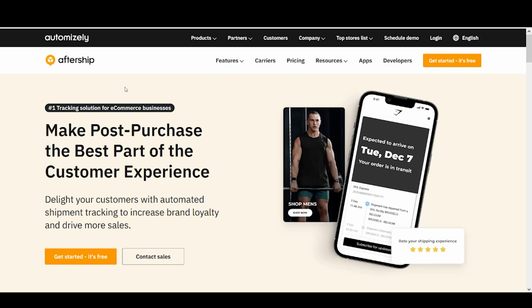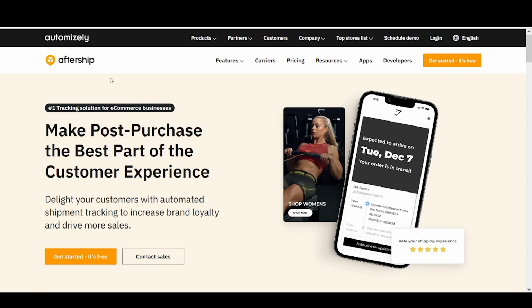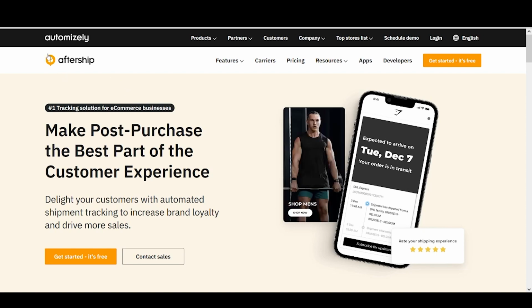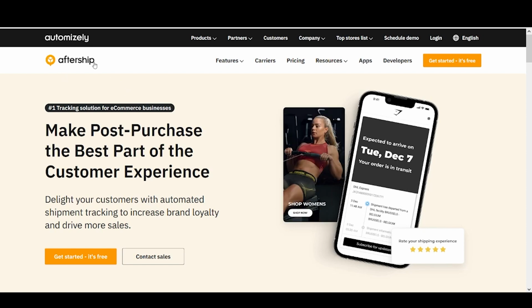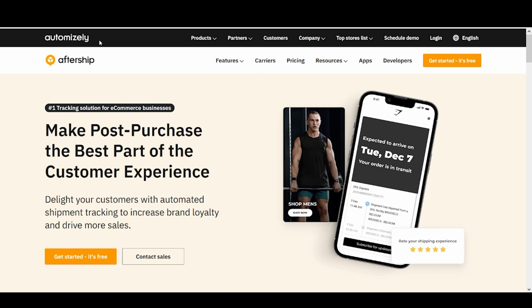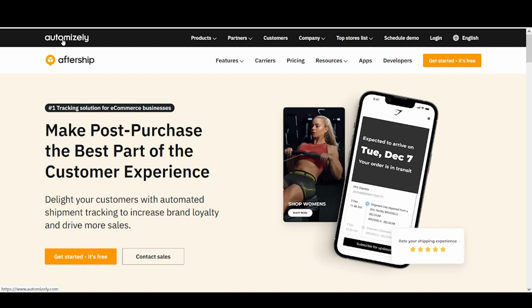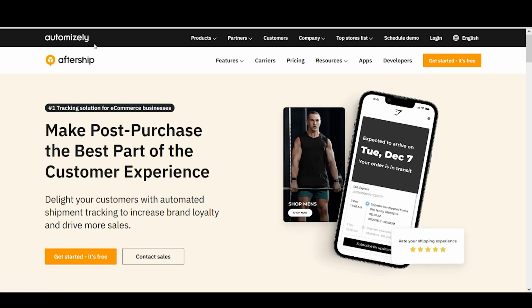Typically you want one navigation bar, and this for me is where the problems begin. So if we look at this top left corner, I'm on aftership.com. However, we've got Automizely at the very top. Now I don't know what Automizely is, and it's not explained what the relationship between these two is.